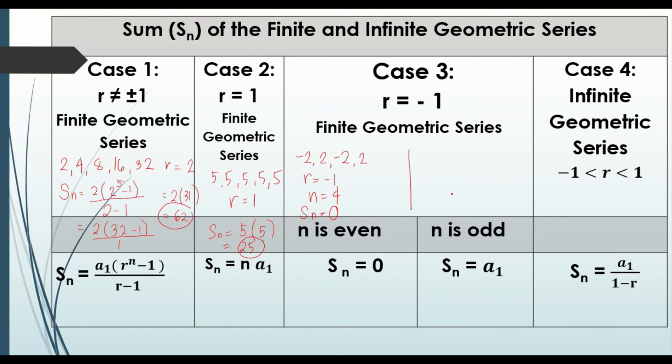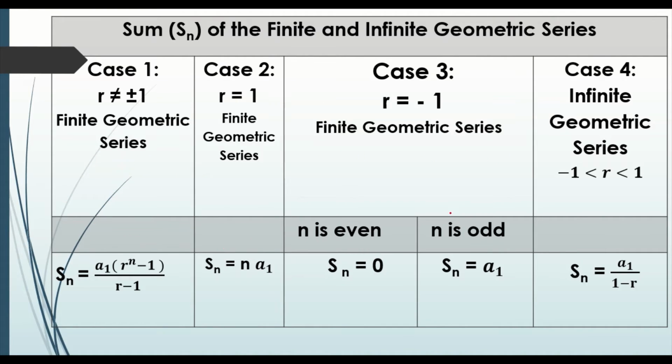If the case is n is odd, so negative 2, 2, negative 2, 2, and negative 2. Our r is negative 1, since 2 divided by negative 2 is negative 1. And n is 1, 2, 3, 4, 5, which is 5. In this case, S sub n will become a sub 1. The value of a sub 1 is negative 2, so the answer is negative 2.